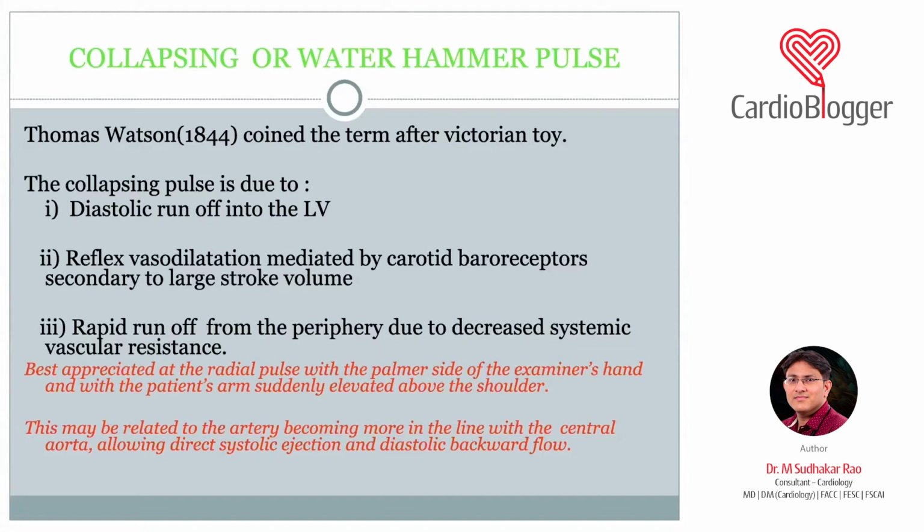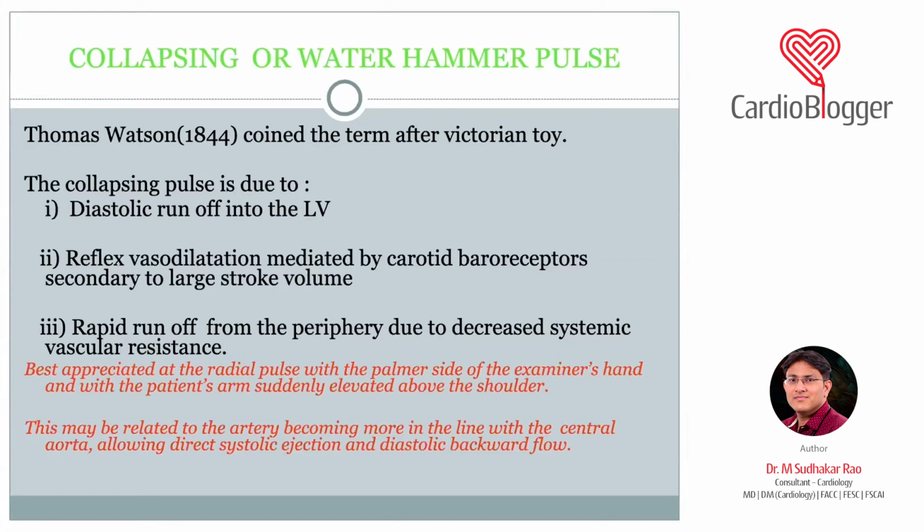Go more proximally till you do not feel the pulse, and then once you do not feel the pulse, make a fist around the hand. And then with your right hand, suddenly raise the hand of the patient above the head. What does this cause? This causes the artery to come in a straight line with the central aorta. Once this happens, there is a runoff. So this is the first mechanism of the collapsing pulse. Why does it collapse? Because there is a diastolic runoff into the left ventricle, because the central aorta is in a straight line now with the hand.